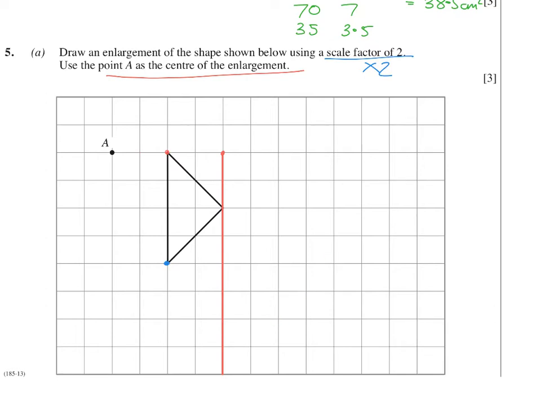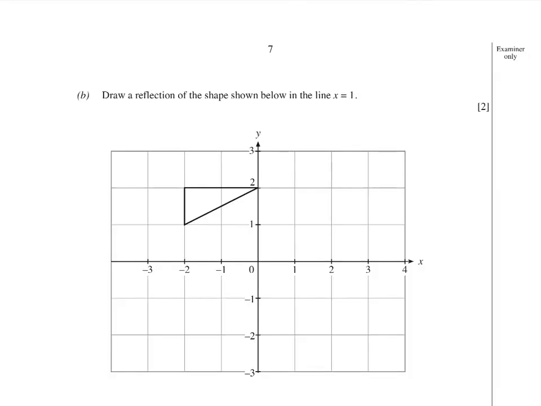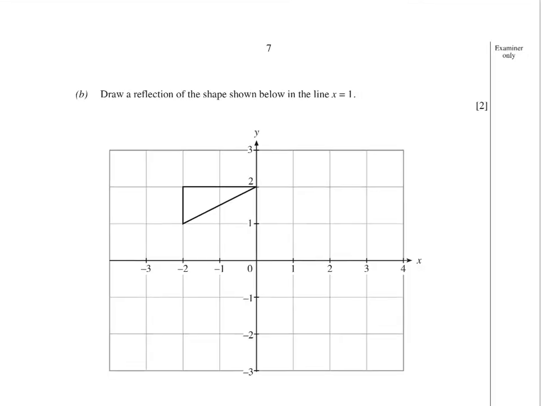So I'm going to draw that point in here already. Now, it would literally just be a case of my ruler that I just join up to that point there and join up to that point there. Okay, drawing a reflection in the line x equals 1.